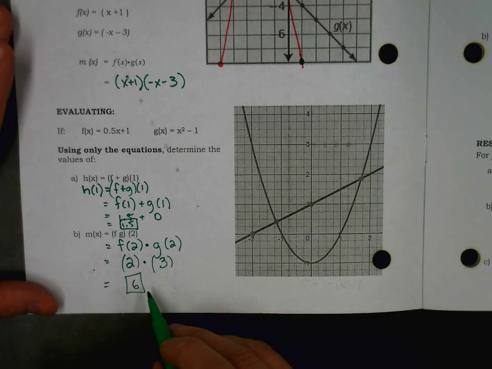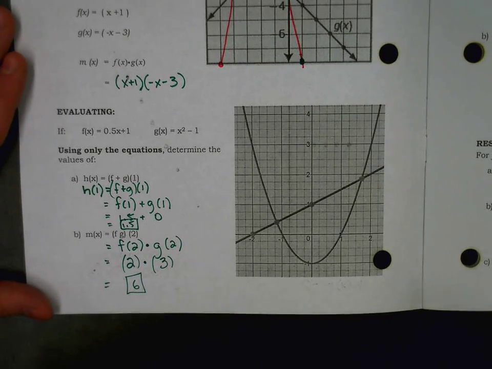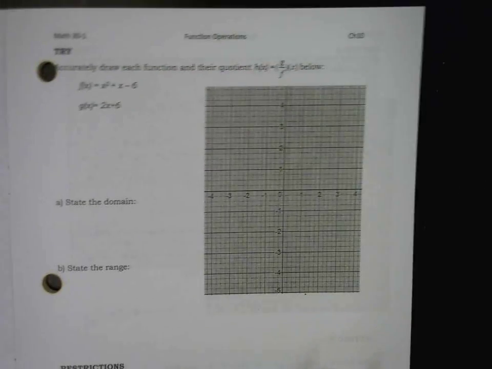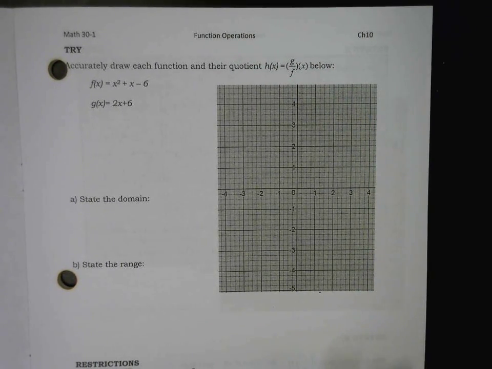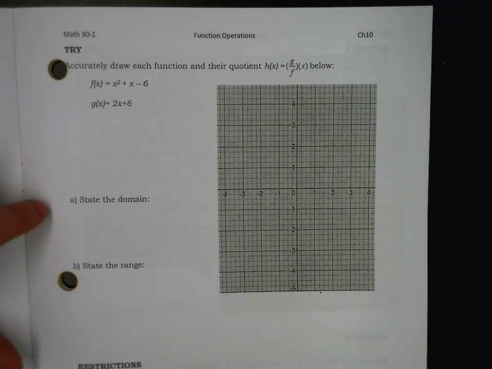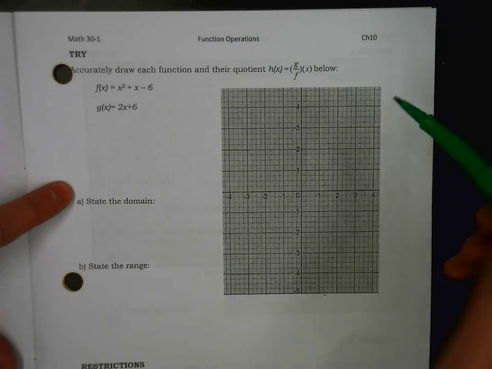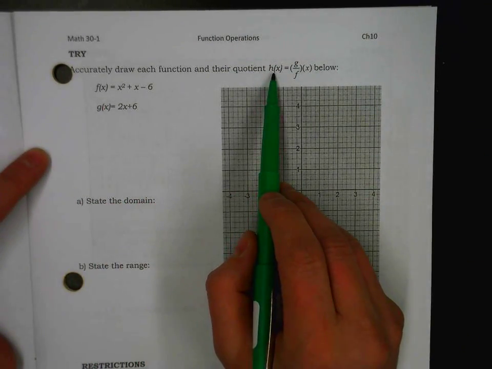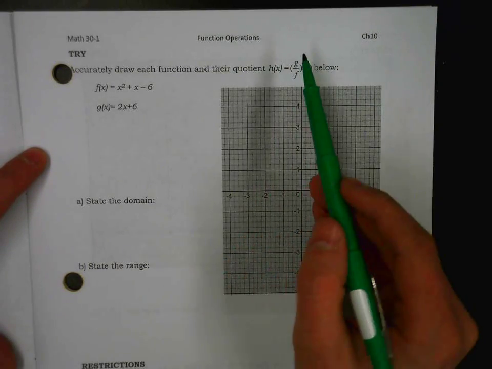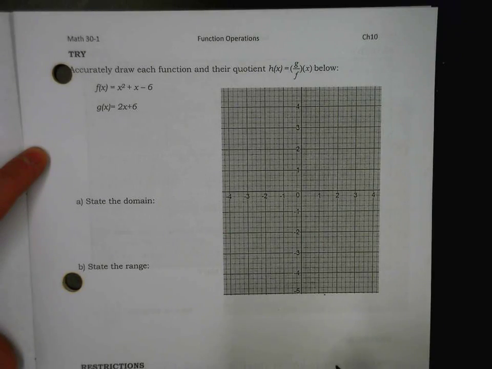So far we've examined, on the front page, addition, subtraction. On this page we've already examined multiplication, and there's one operation that we are missing: division. Having completed chapter 9, which is rational functions, we have a little bit more skill that may be needed for this question. Accurately draw each function in their quotient for a new function h of x, which is created through a division of g over f, where f and g are provided.